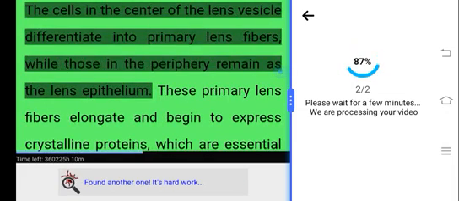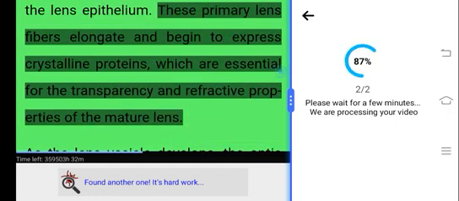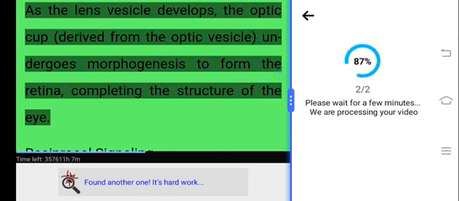The cells in the center of the lens vesicle differentiate into primary lens fibers, while those in the periphery remain as the lens epithelium. These primary lens fibers elongate and begin to express crystallin proteins, which are essential for the transparency and refractive properties of the mature lens. As the lens vesicle develops, the optic cup derived from the optic vesicle undergoes morphogenesis to form the retina, completing the structure of the eye.